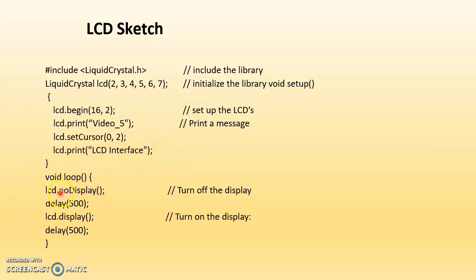In the loop we'll say lcd noDisplay. This will turn off the display, with a delay of 0.5 seconds, and again lcd display. This will turn on the display for 0.5 seconds. So the display will blink. This will turn the display on and off. This is a simple sketch for displaying a message and turning the LCD panel off and on. So let us see the connections and the program practically.